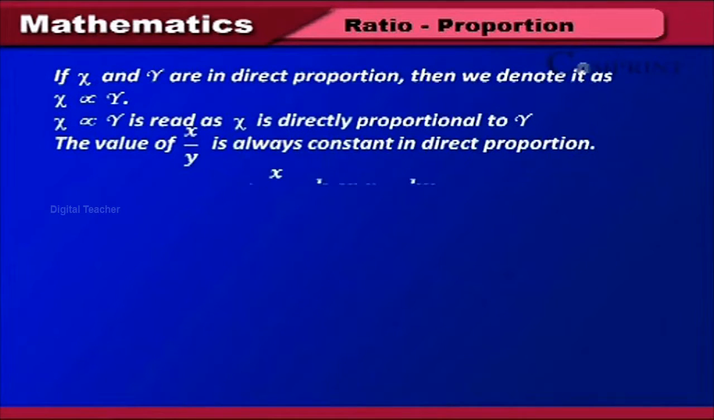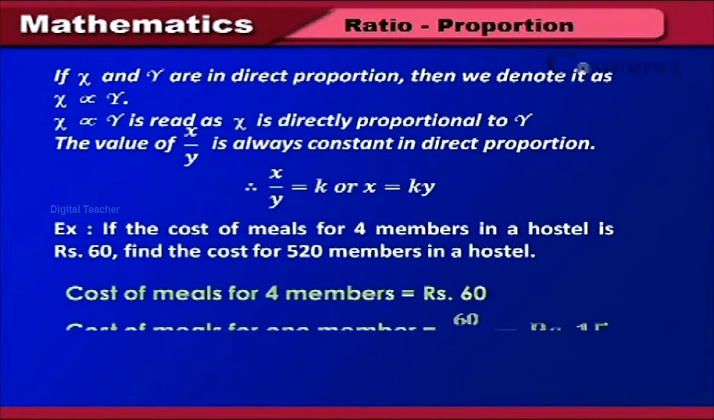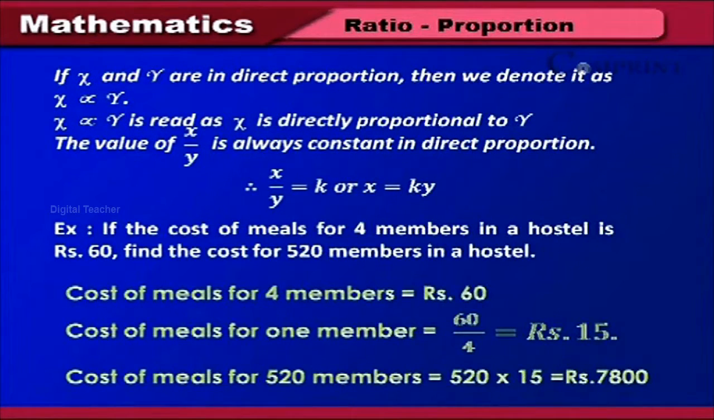If x and y are in direct proportion, then we denote it as x directly proportional to y. This is read as x is directly proportional to y. The value of x by y is always constant in direct proportion. Therefore, x by y is equal to k, or x is equal to ky.